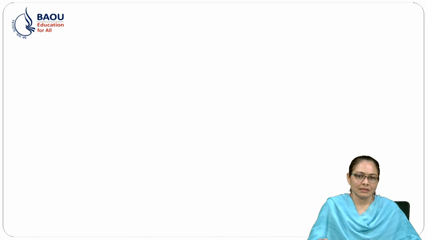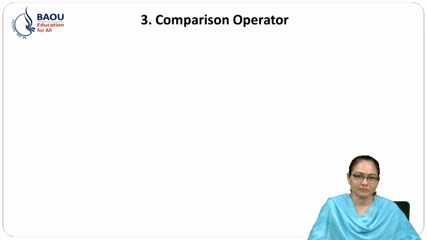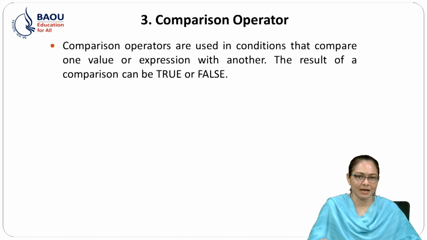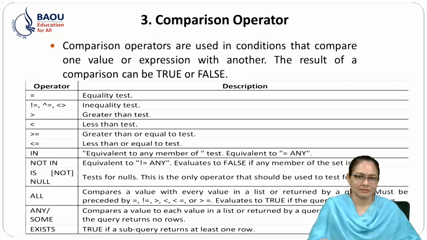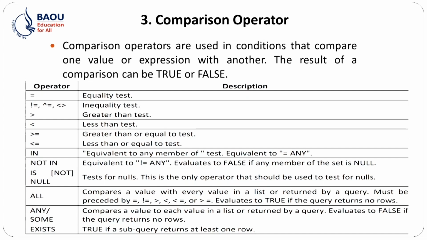Now, the next one is the comparison operators. The comparison operators are used in conditions that compare one value or expression with another. The result of the comparison can be true or false. See, these are all the comparison operators shown in the table. The equal to operator is used for an equality test.